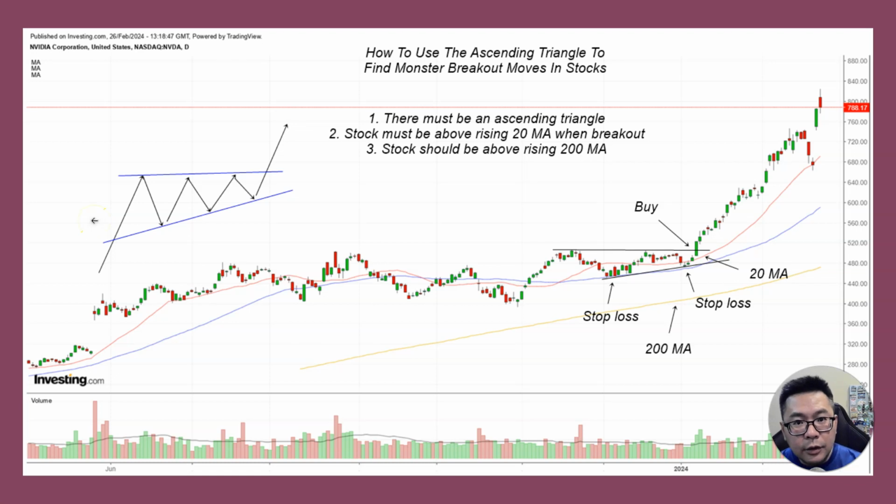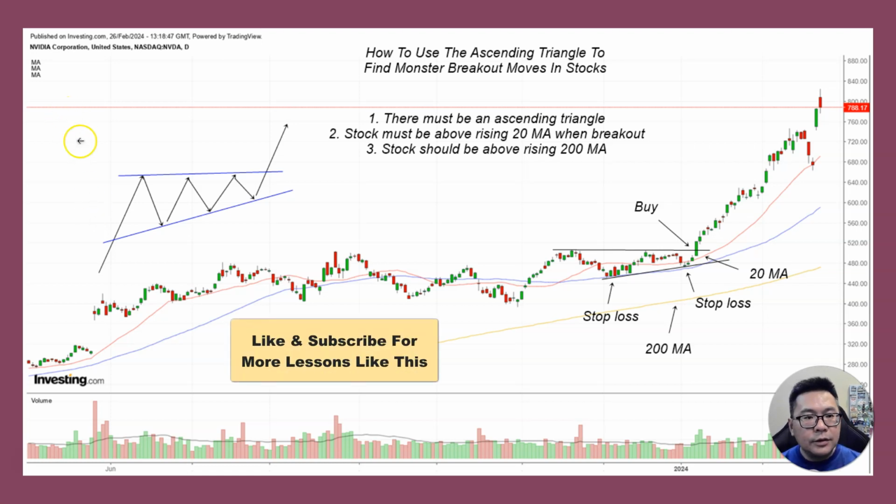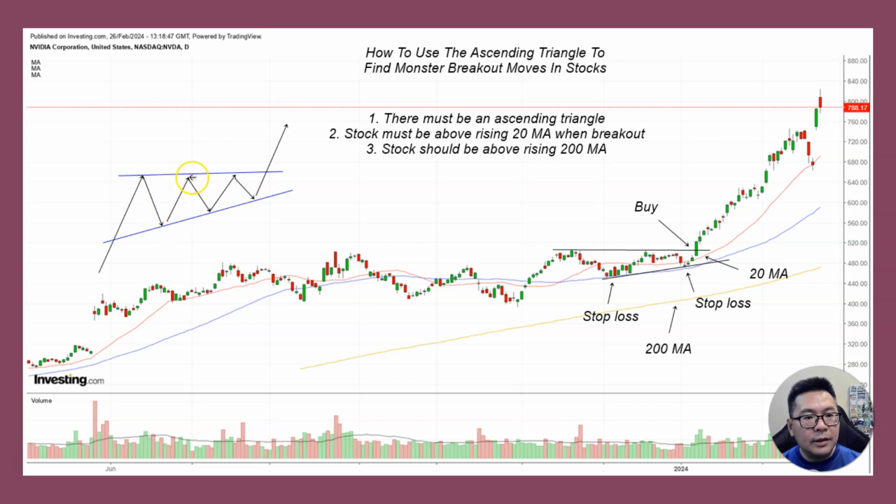Hi, today we're going to talk about how to use the ascending triangle to find monster breakout moves in stocks. As you know, the ascending triangle looks like this, where the stock goes up, then corrects, moves up to about the same height, corrects, makes a higher low, moves up, makes a high about the same level, and then corrects to make a higher low, and eventually breaks out.